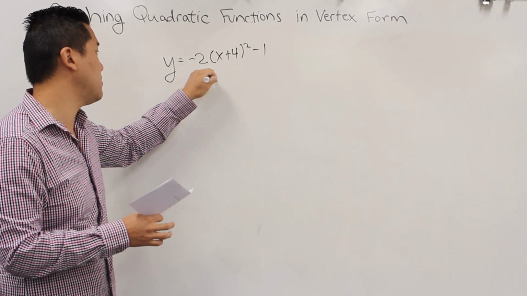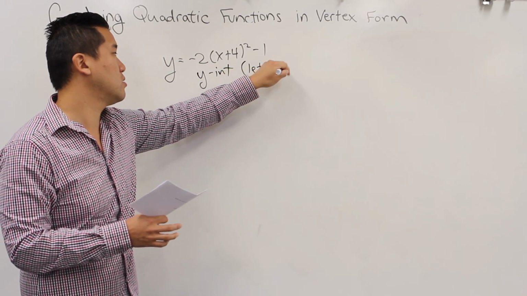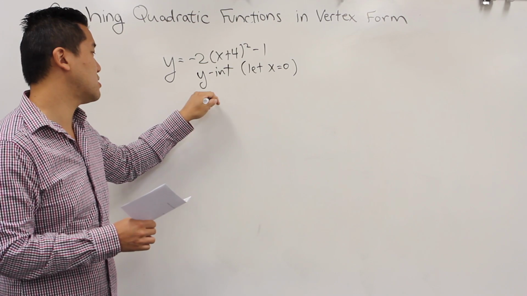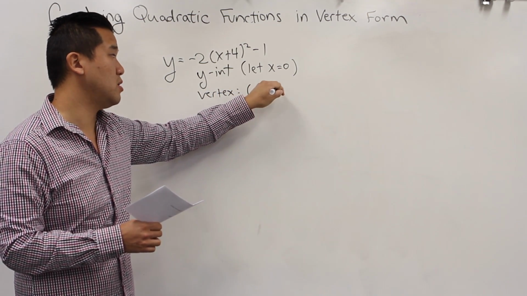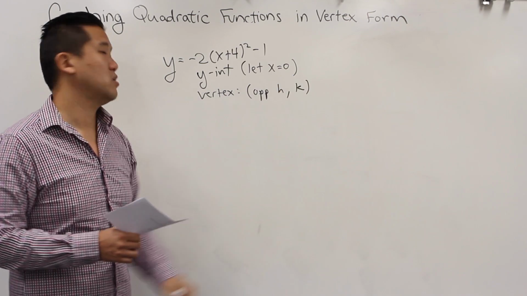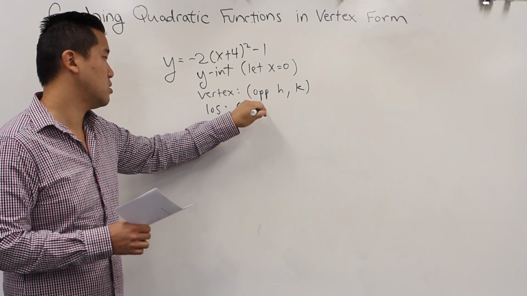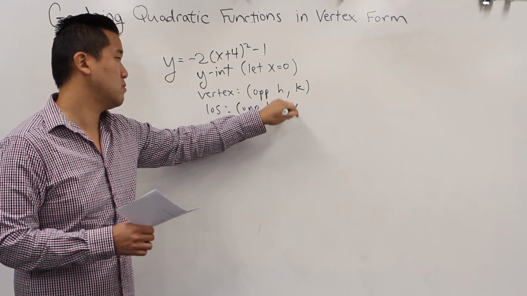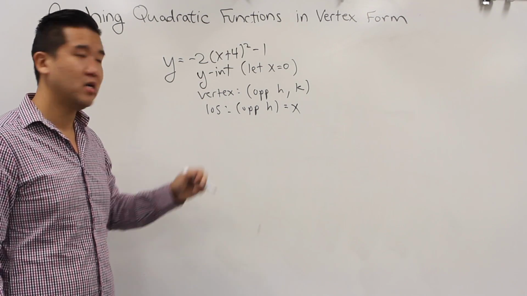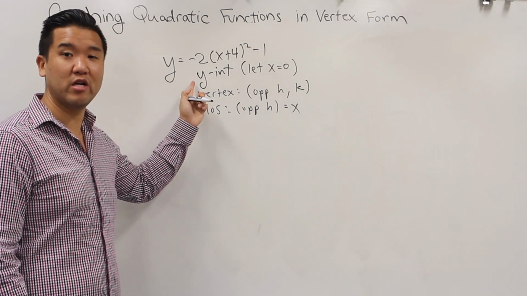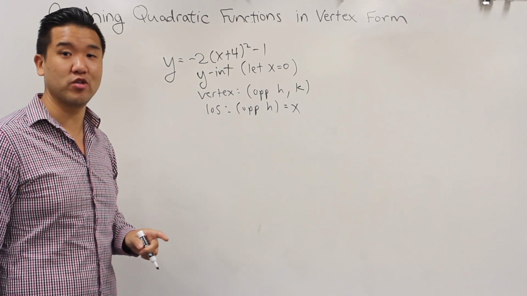So when you find the y-intercept, remember, let x equal 0. You find me the vertex, opposite H, OPP for opposite, K, line of symmetry, which is opposite H. And then I want you to graph it. So I want you to graph the line of symmetry, I want you to graph the vertex, I want you to find the y-intercept, and then try to reflect that y-intercept on the line of symmetry.